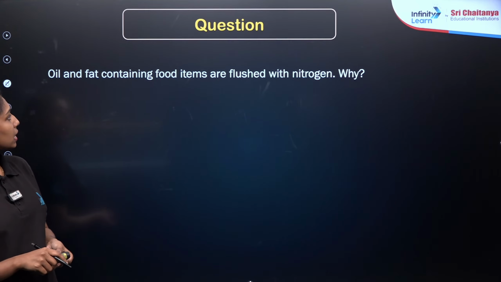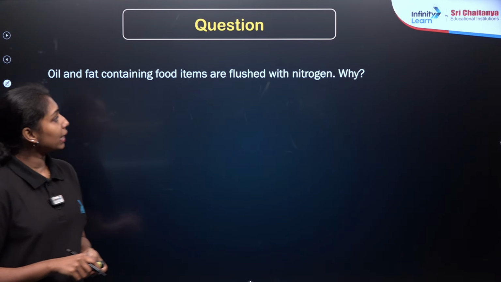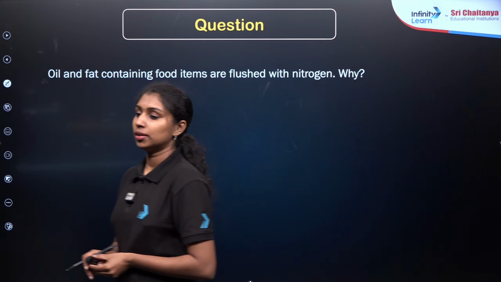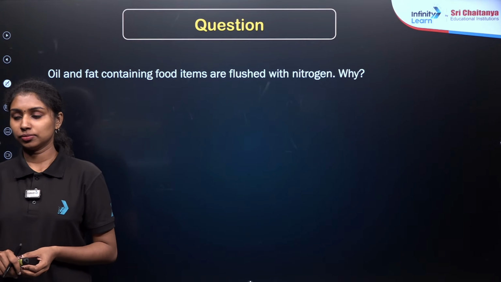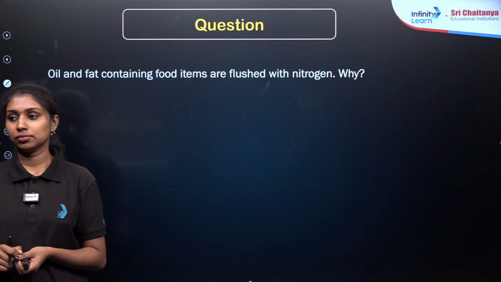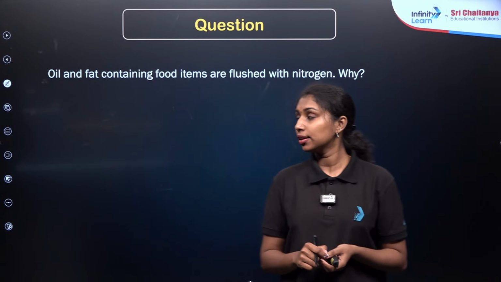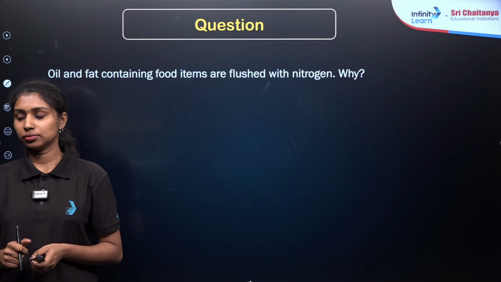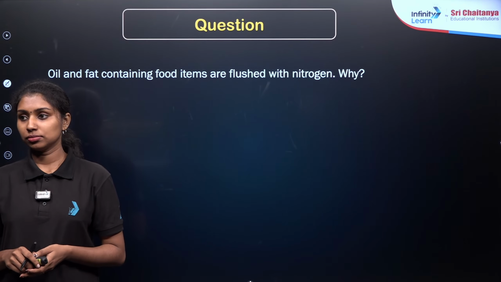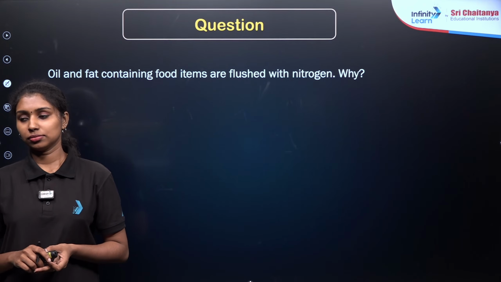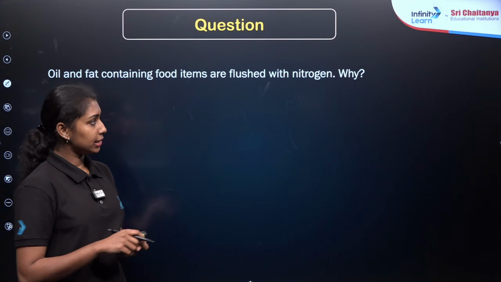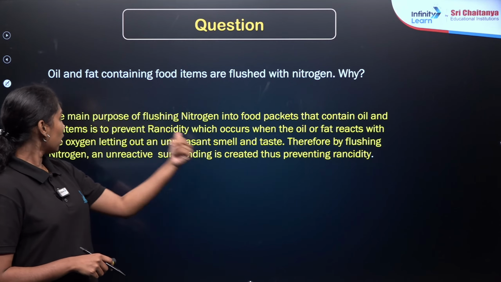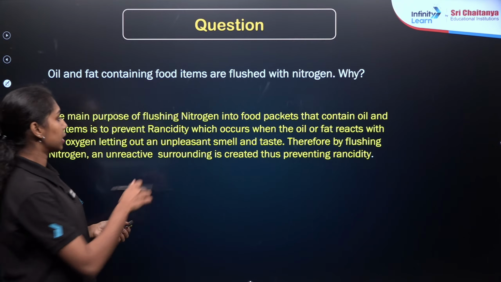Here is again another application level question. Oil and fat containing food items are flushed with nitrogen. Why? A very important term we have studied, right? Yes, rancidity. So the main purpose of flushing nitrogen into food packets that contain oil and fat items is to prevent the rancidity, right? Rancidity.